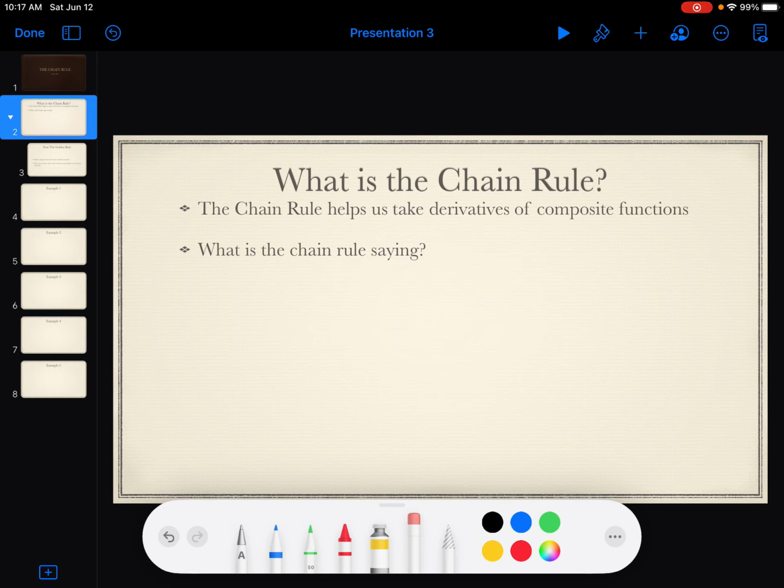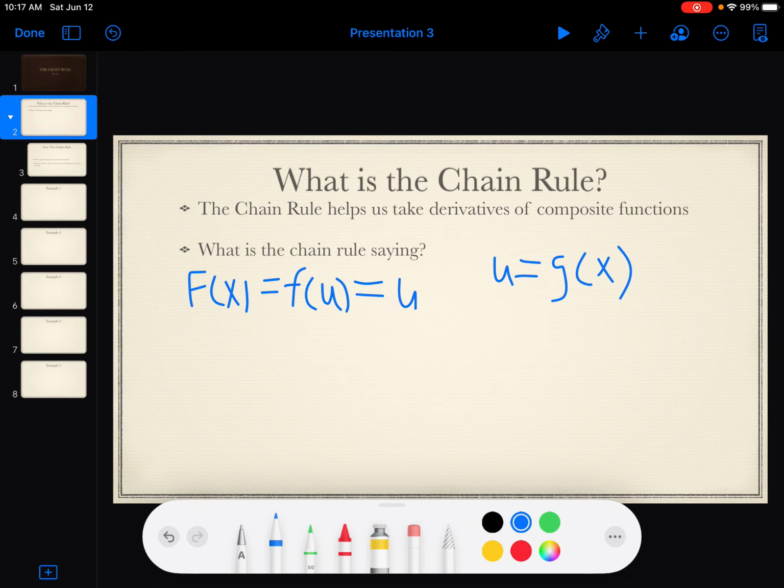So what is the chain rule? Well, the chain rule helps us take the derivative of composite functions. So what do I mean by composite functions? Well, say I have F of x, and F of x is equal to f of u, and f of u is equal to the square root of u. Basically, I have a function f of u equal to root u, and that's equal to big F of x. And say u itself is equal to g of x, and that is equal to x cubed plus 2.